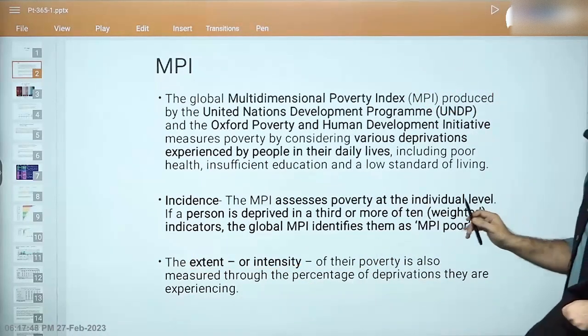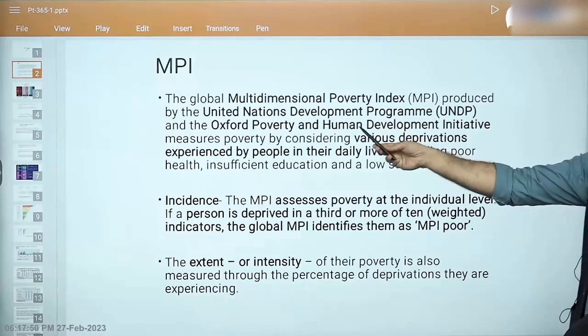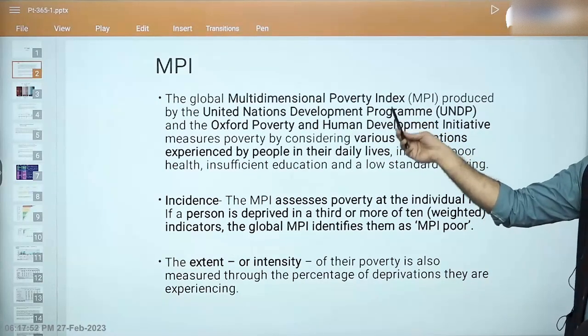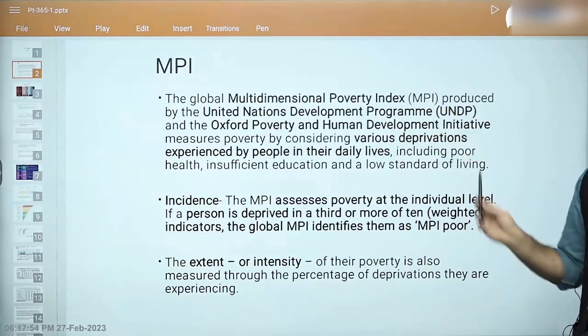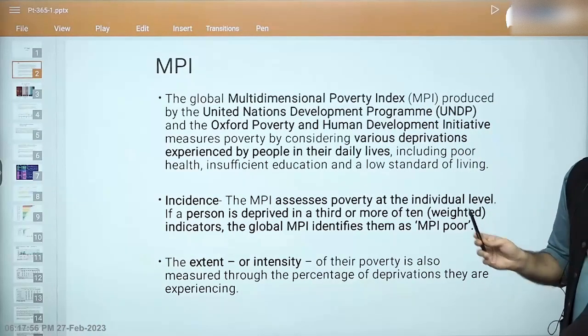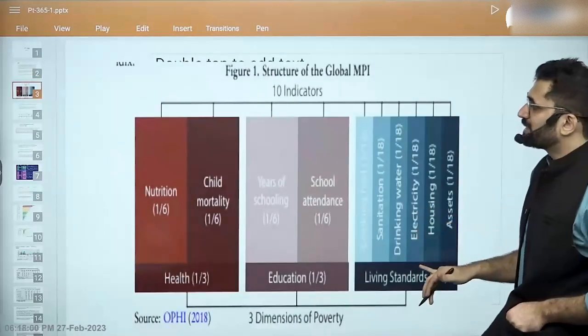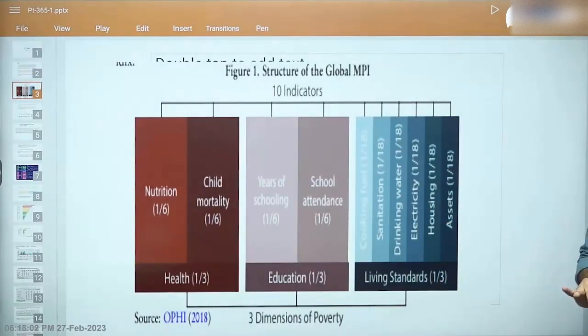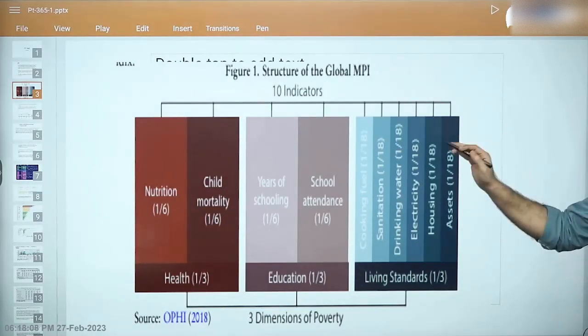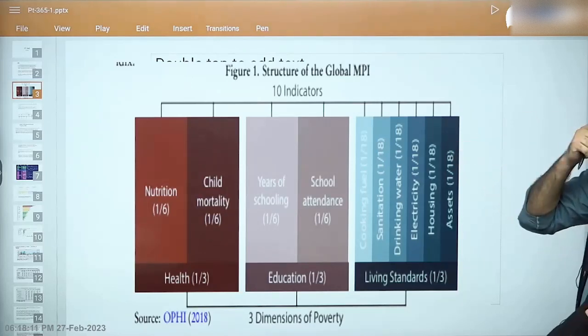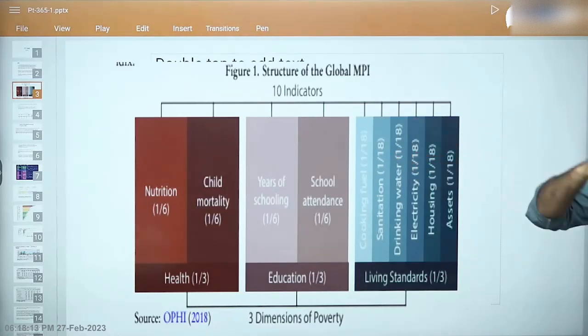10 indicators. First, what is important? UNDP and the Oxford Poverty and Human Development Initiative. These are the two bodies which publish MPI every year. This can be a question in prelims. These are the 10 indicators. Again, indicators are important. Already UPSC has asked a question in prelims on indicators. They asked the indicators of the World Bank Ease of Doing Business. So these indicators are important. And one more thing to remember here, the indicators of the global MPI and the Indian MPI are different.